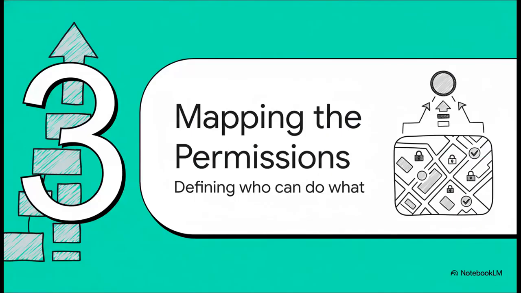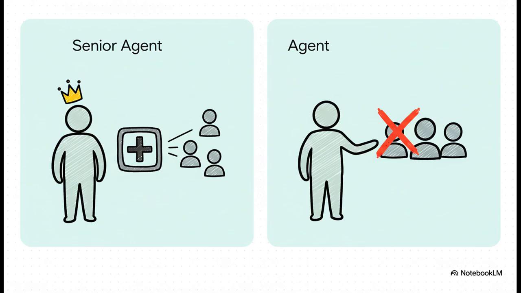Okay, so we have this upward flow idea. But how does the system actually make it happen? It's all about mapping out permissions, getting super specific about who can do what. Let's take a look at a real example, senior agent versus a regular agent.